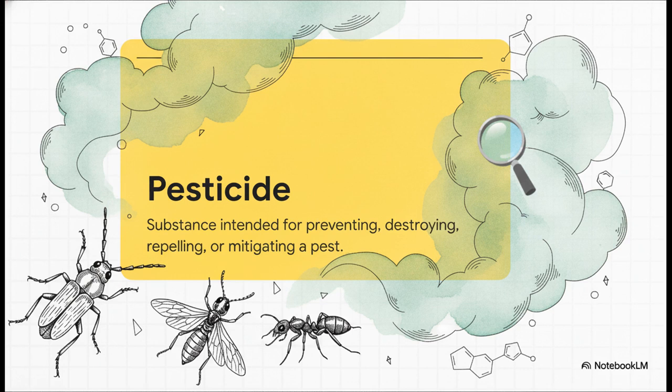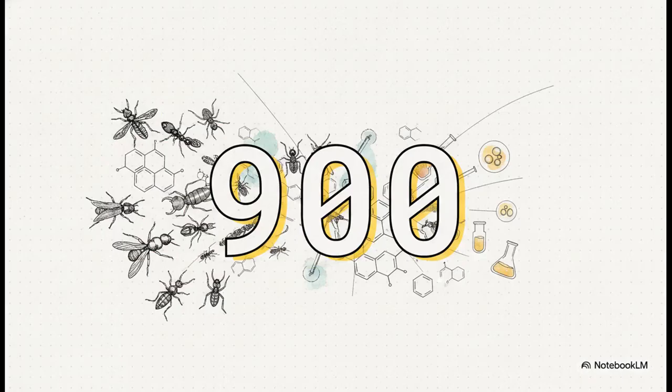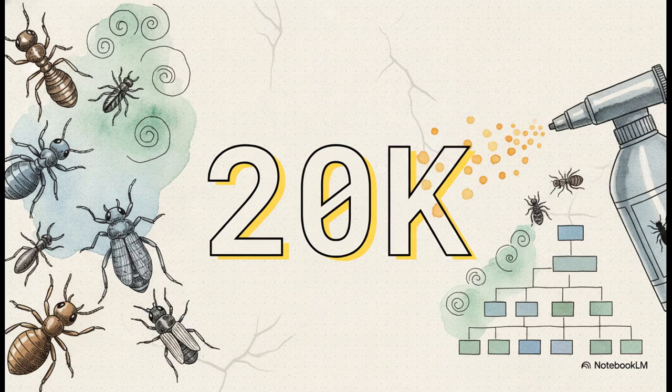It's a massive, broad definition that covers a whole world of chemical engineering. Now, what's really interesting about this slide is the sheer scale of the science involved. There are currently over 900 active ingredients used in pest control. That means 900 distinct chemical compounds perfectly engineered to interact with the unique biology of different pests. And from those 900 active ingredients, the industry has formulated over 20,000 different pesticide products.